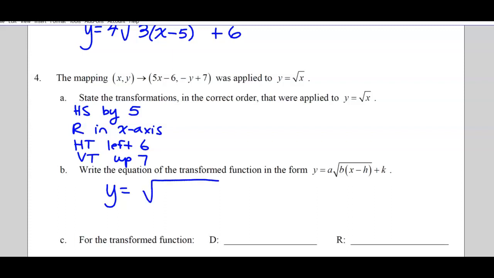So horizontal stretch by 5 would be 1/5. Reflect in the x-axis would be negative, so your A value would be -1. Okay, folks? Quiet, please. In that case, for a numeric response, you might do something like negative.